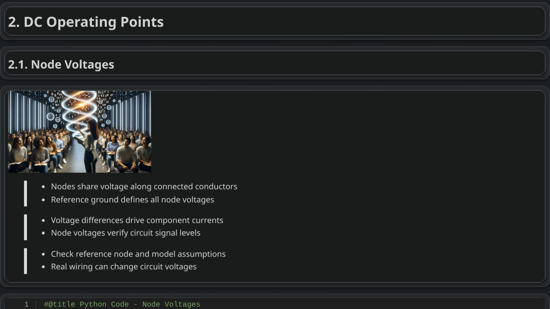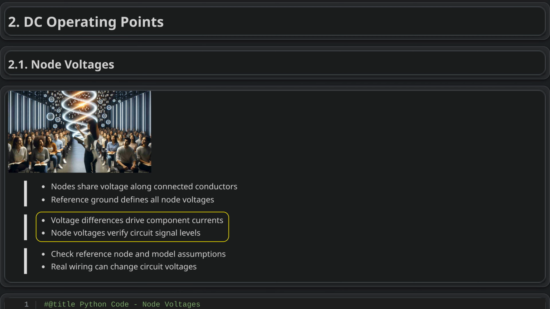DC operating points. Node voltages. Node voltage helps describe a circuit's DC operating point. A node is a connection point where all points on the same conductor have the same voltage. To analyze a circuit, choose a reference node, usually ground, and measure all other node voltages relative to it. In battery-powered circuits, the negative terminal often serves as the reference, while the positive terminal is at the battery voltage.